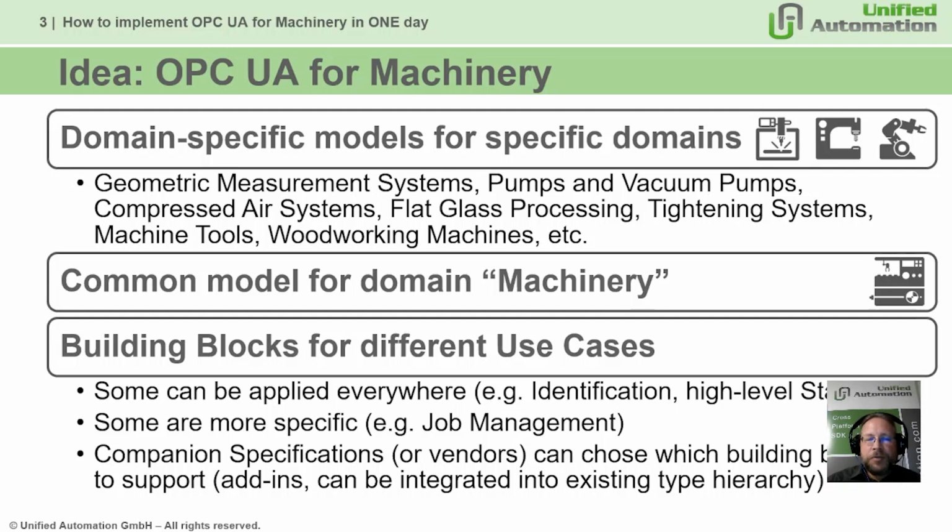So we have use cases which can be applied everywhere, like the identification of a machine or of a component, a high-level state of a machine. We have more specific things like the job management, so that an MES system can push a job to the machine. The machine executes the job and sends back results, the status of the job, the results, quality data of the execution, and so on. And companion specifications or vendors, when they implement an OPC server, can pick and choose what building blocks they actually want to support. I will focus on three of those building blocks.